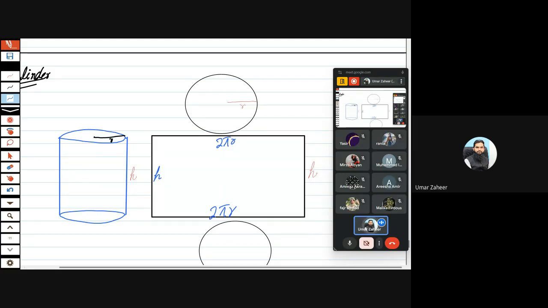Yes, it is clear. So if you open a cylinder, you get two circles and one rectangle. The circles are exactly the same. You are given the radius, so you are able to find the area, and the height of the cylinder is exactly the width of the rectangle. But if we talk about the length of the rectangle, it is exactly the same as the circumference of a circle.